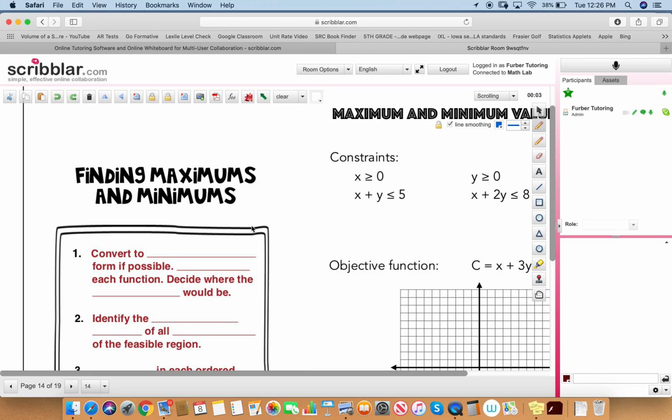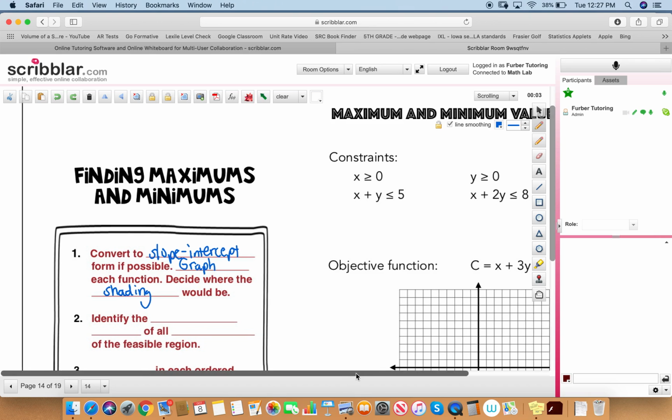So the first step is to make sure that all of the constraints are either in slope-intercept form or are horizontal or vertical lines. So we need to make sure that we convert to slope-intercept form if possible. And then from there, we're going to graph each function or each inequality and decide where the shading would be. But again, I mentioned we're not going to shade it until we get towards the end of our graphing. So let's do that first, and then we'll come back to our steps.